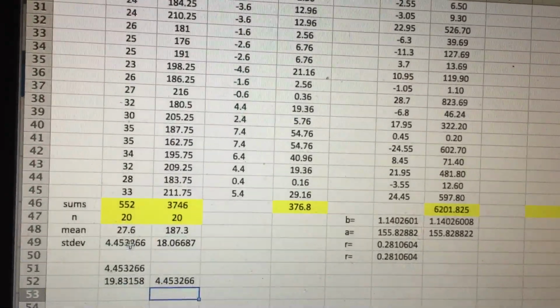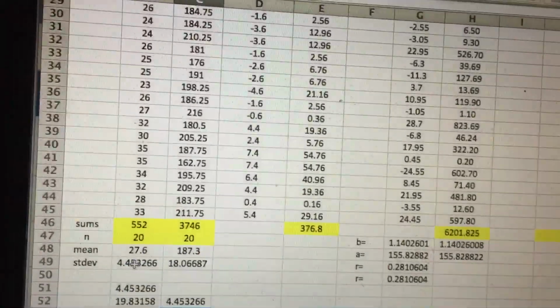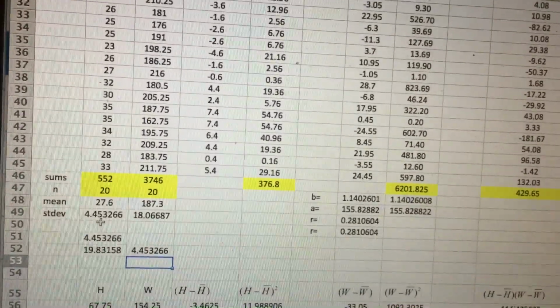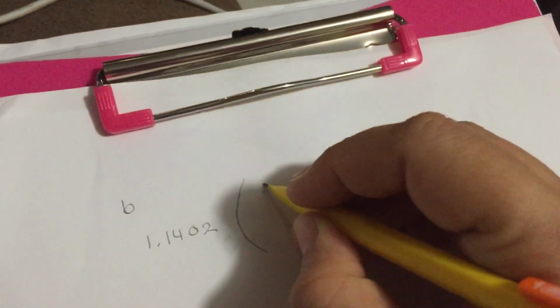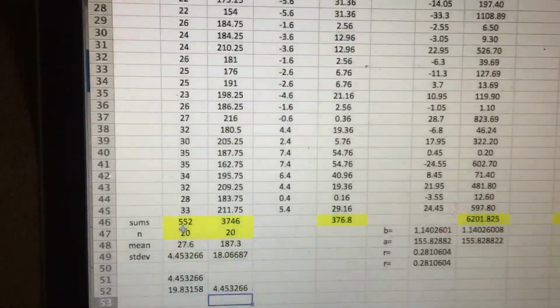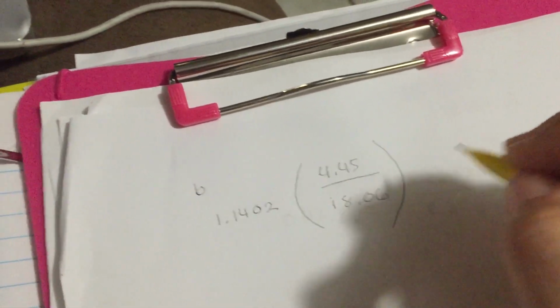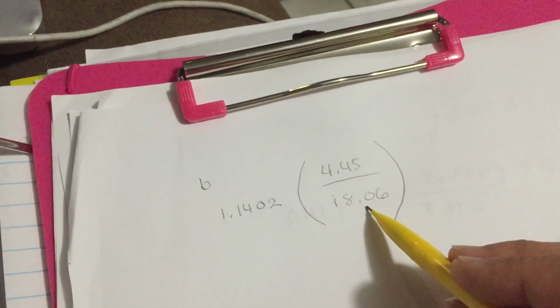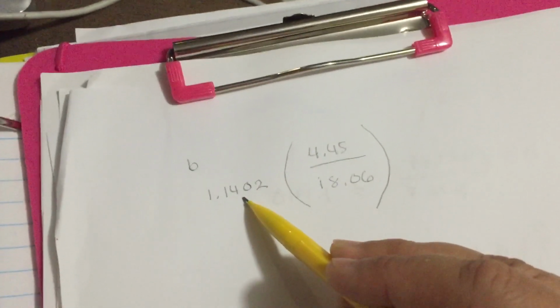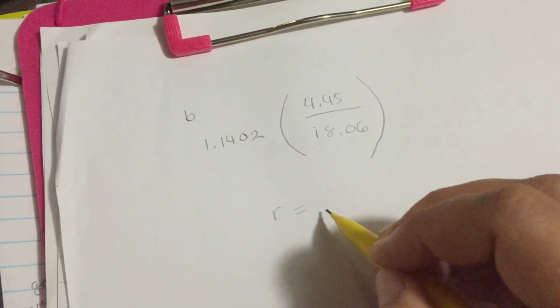So we would have to get the standard deviation for the age and the weight, which would be our x and y. Okay, so our standard deviation is 4.45. And let's just say 4.45 divided by the standard deviation for the weight, which is 18.06. So we would divide this number by that number, then we would multiply it by this number, and that would be our answer.